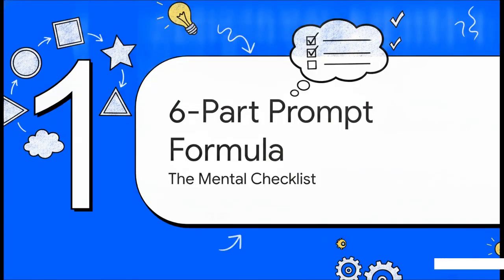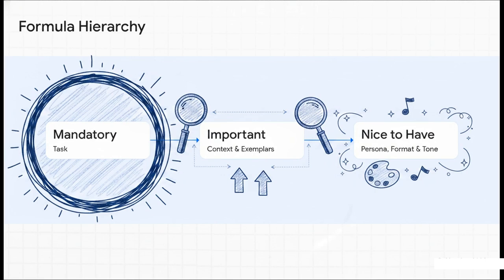Section 1, the 6-part prompt formula. Okay, let's dive into this. Think of this formula like a mental checklist. We've got 6 components: task, context, exemplars, persona, format, and tone. Now, the real secret sauce here, the hierarchy. You literally don't need all 6 of these every single time.